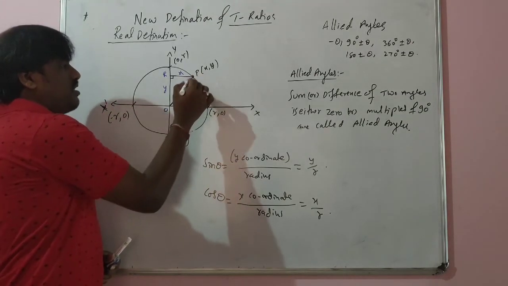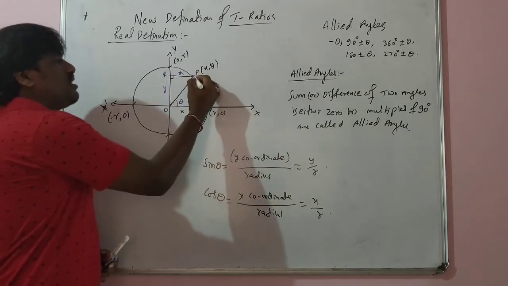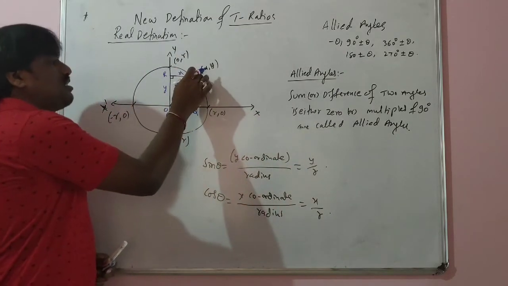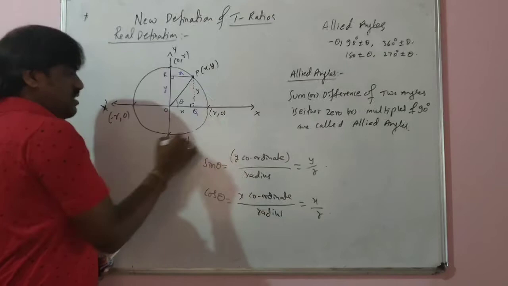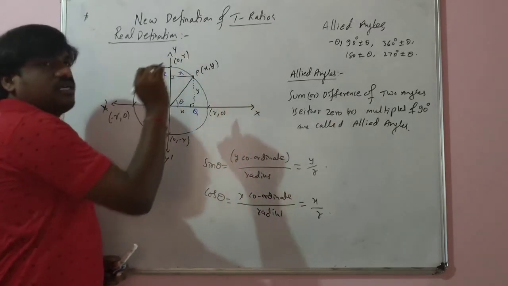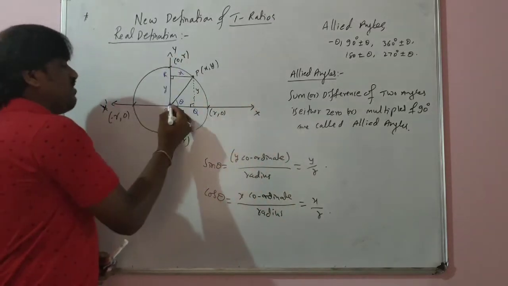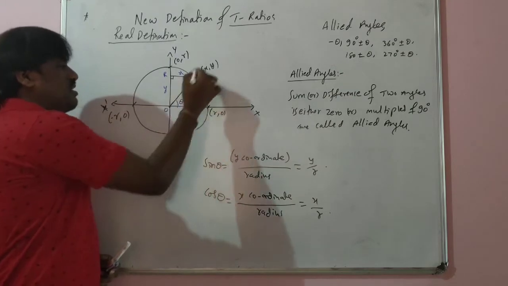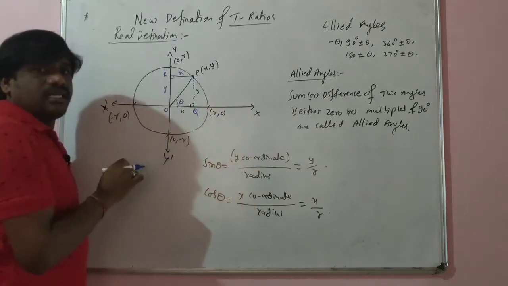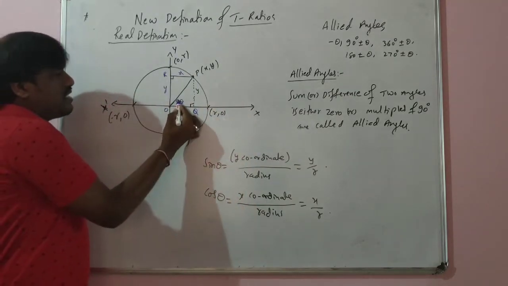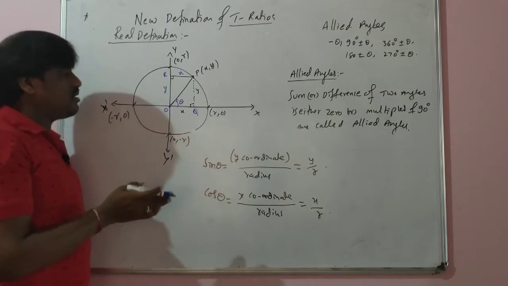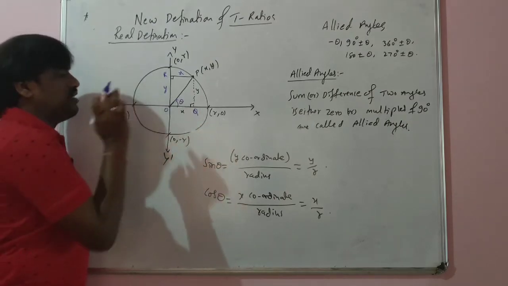If I take a point on this circle, you can take a point on the circle in the first quadrant. This is the circle. Let us take a point P(x, y) on the circle. If I join this point from the origin, you get a line segment. This line segment makes a positive angle with the positive direction of the x-axis. This is theta.